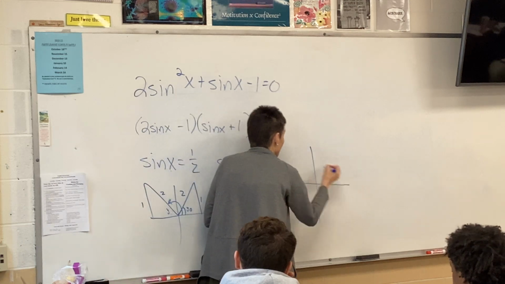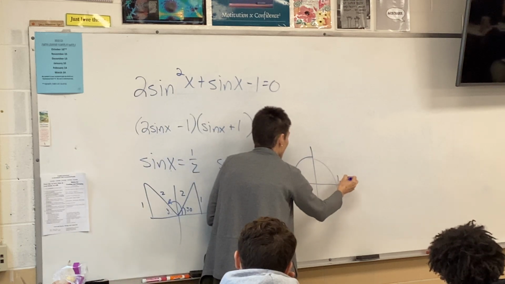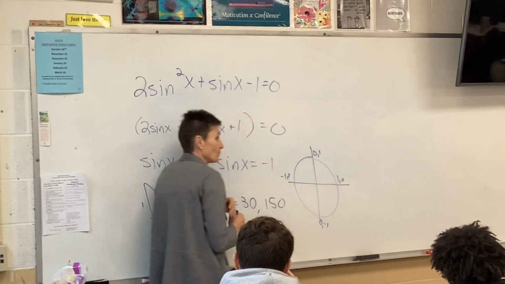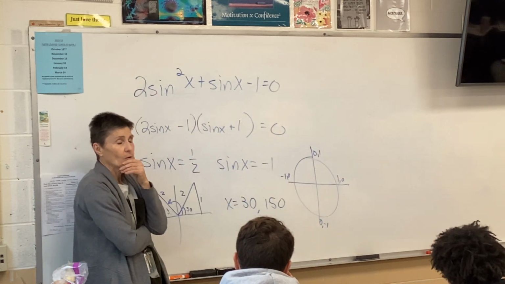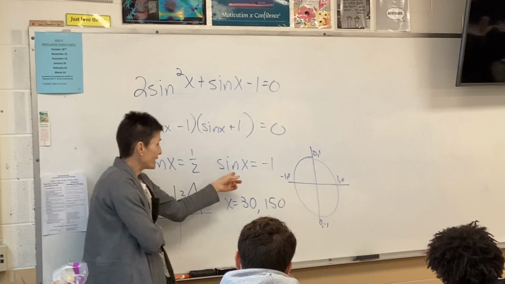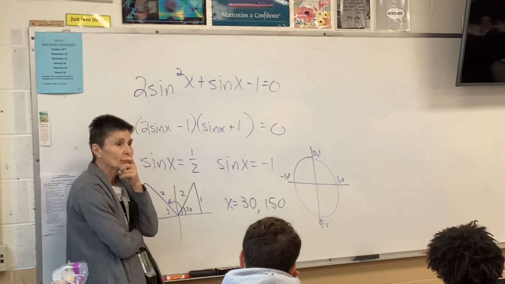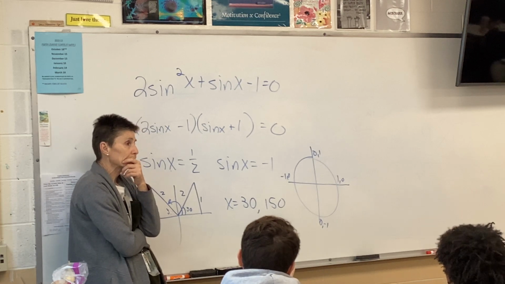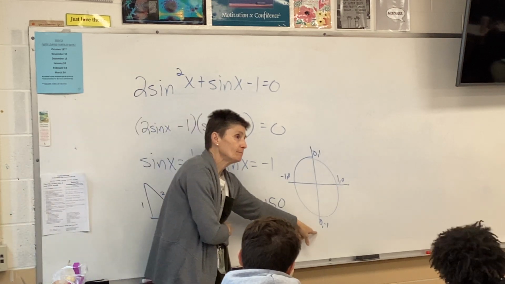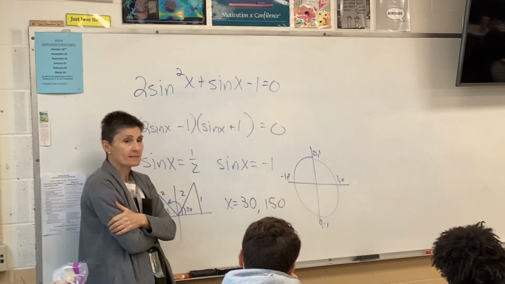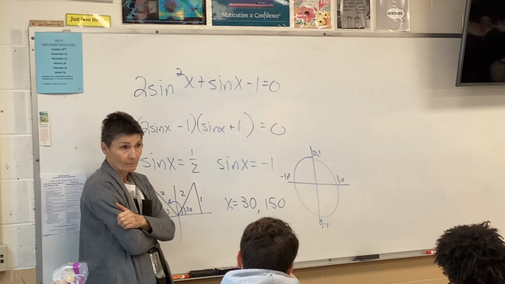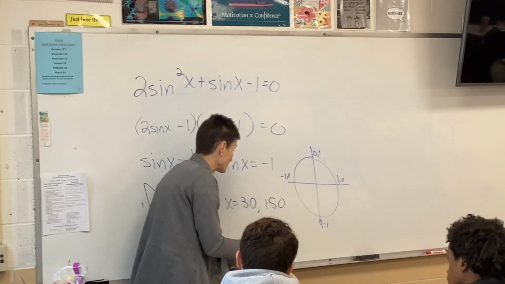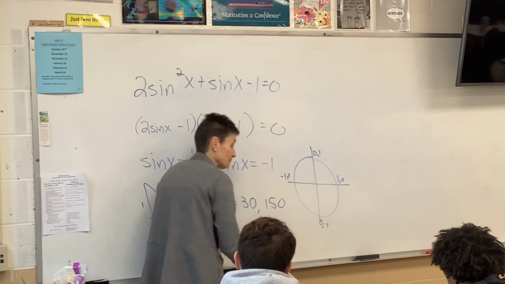So again, I'm looking at my circle, and I'm looking around, trying to figure out where on that circle the sine is -1. Peter's pointing down here. I think he's right, because sine is which letter? Y. And y is -1 only right there. So that's 270 if I'm in degrees.